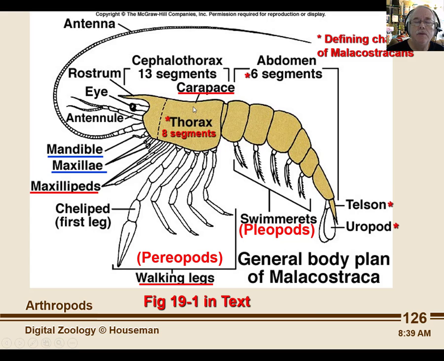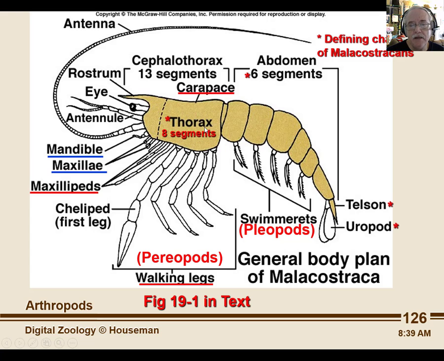Let's go through this then briefly. Here's the carapace covering the head and the thorax, or the cephalothorax, right? Just one big shield, carapace. Again, we have a pair of stalked eyes, antennules, and antennae. Okay, the two pairs of antennae, again, defining characteristic of the crustaceans. We have mandibles and two pairs of maxillae. Those are all head appendages.